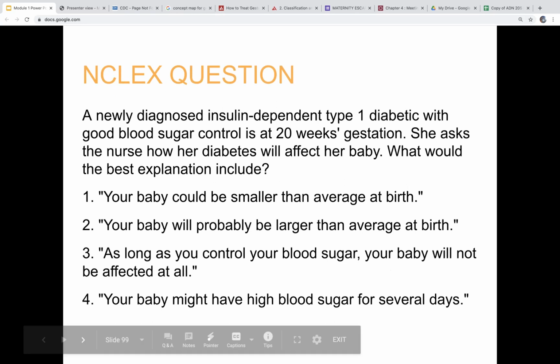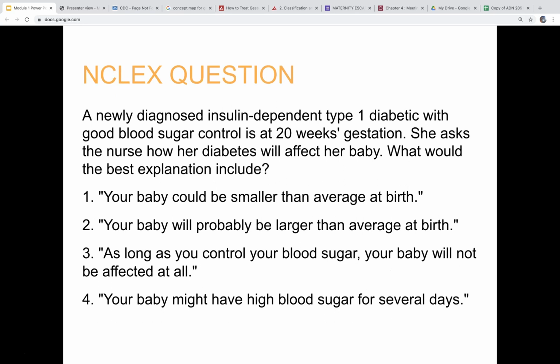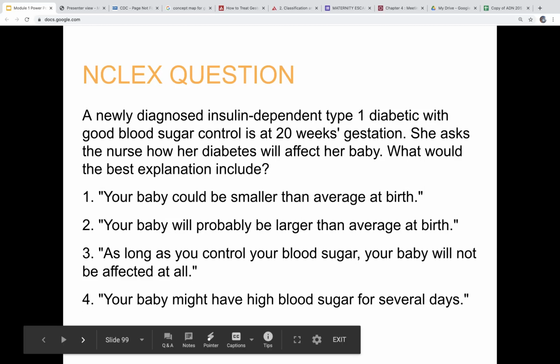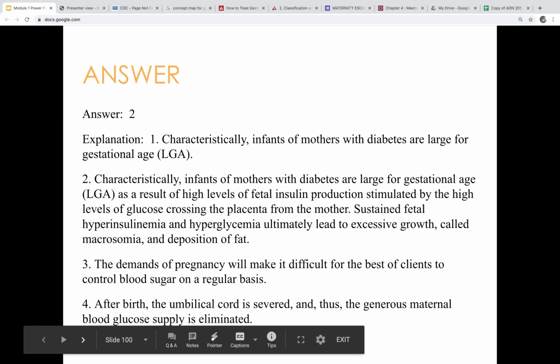A newly diagnosed insulin-dependent type 1 diabetic with good blood sugar control is at 20 weeks gestation. She asks the nurse how her diabetes will affect her baby. What would be the best explanation to include? And you should have 2, and then there are your rationales, so feel free to pause.